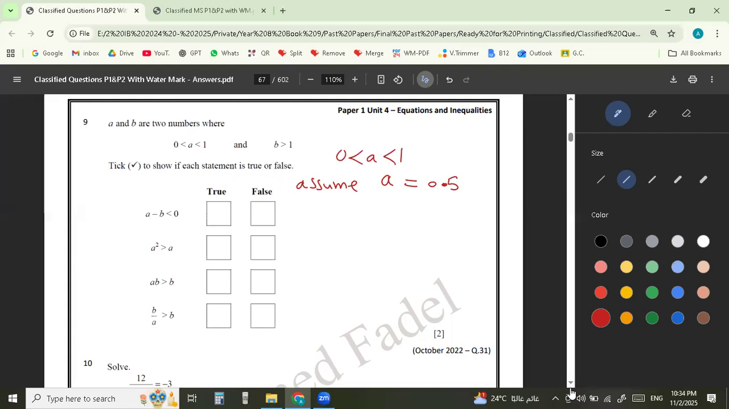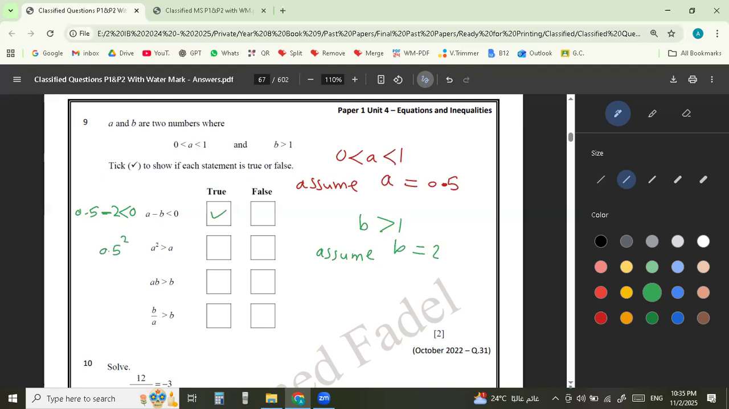Okay, good. What about B? Assume they're saying that B is greater than 1, so assume B equals 2. And let's answer now. So here, having 0.5 minus 2, will it be less than 0? 0.5 minus 2, Mister, it will give me negative. Yes, definitely, Mister, less than 0. True.